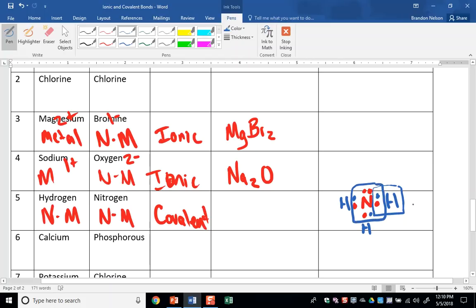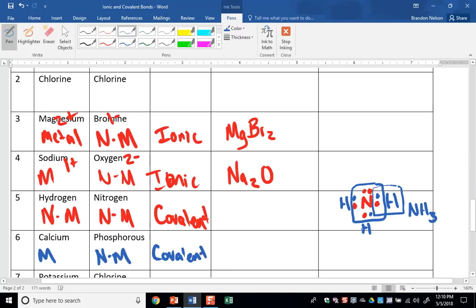And if you were to write this like a compound, and I didn't ask you to, but if you were to, you would write NH3, just like that. Now we've got calcium and phosphorus. Calcium is a metal. Phosphorus is a nonmetal. And so we're going to have another covalent. And so we've got to make some Lewis dots again.